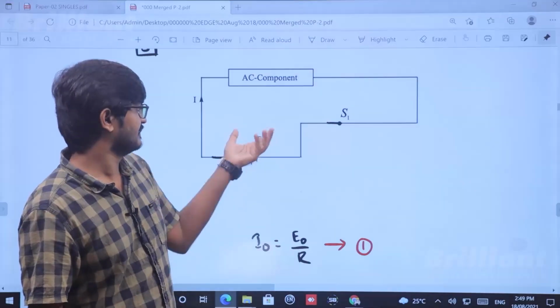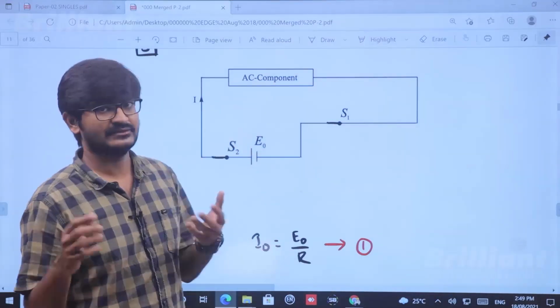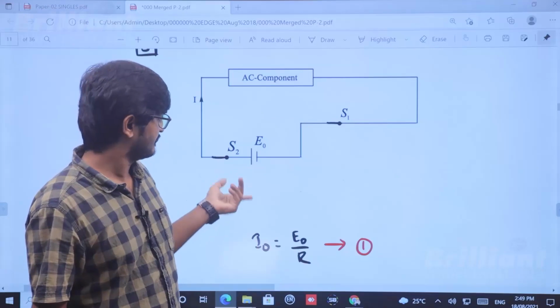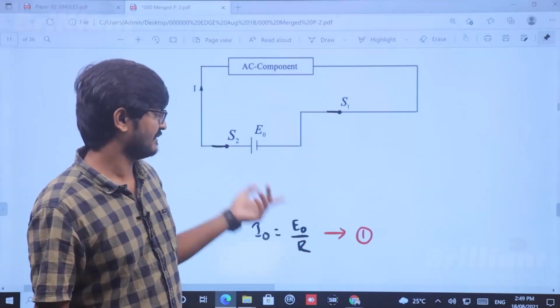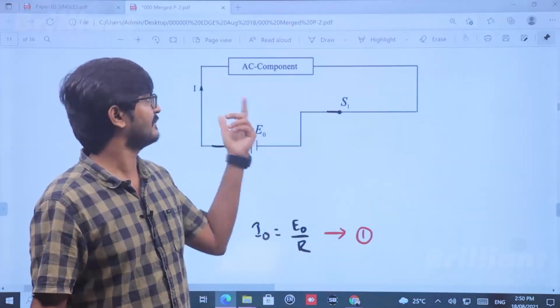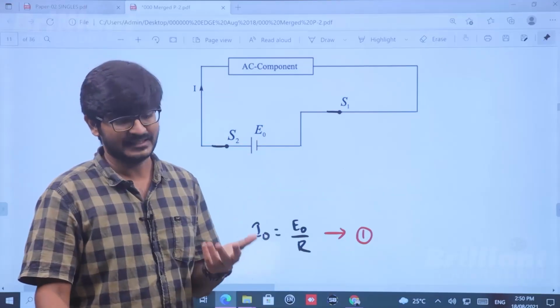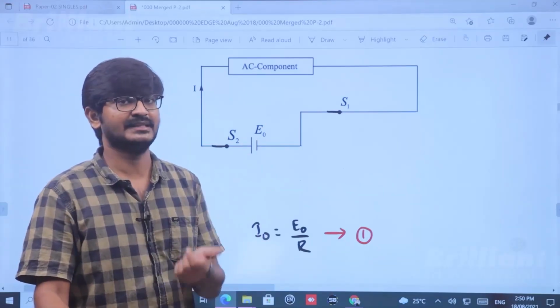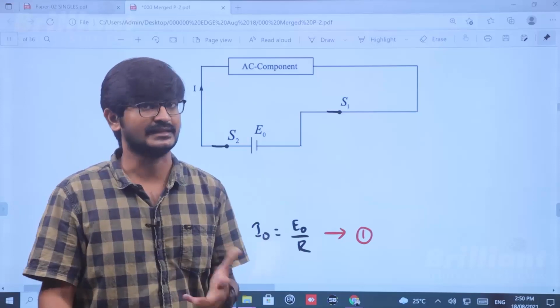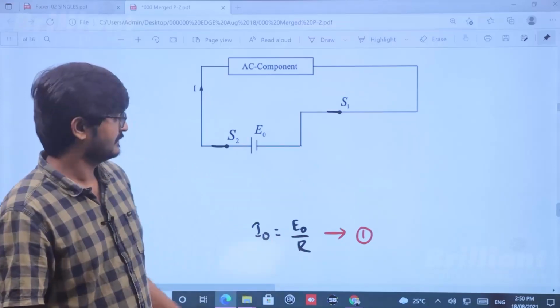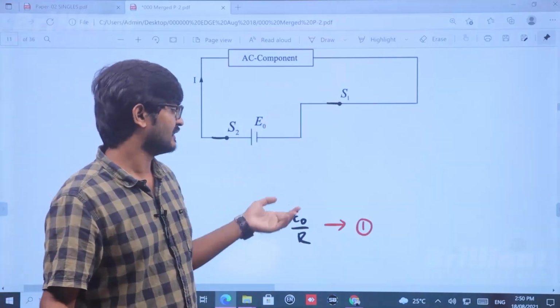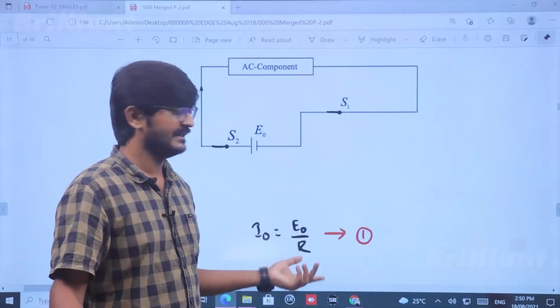And in this one, it is DC. So, if the current is flowing, at later time it will be E0 by R, right? If there is capacitor, it will become open circuit, but current is flowing. So either there must be resistance plus inductor or resistance alone, right? But whatever it is, after a long time, even if there is inductor, the current will be E0 by R.